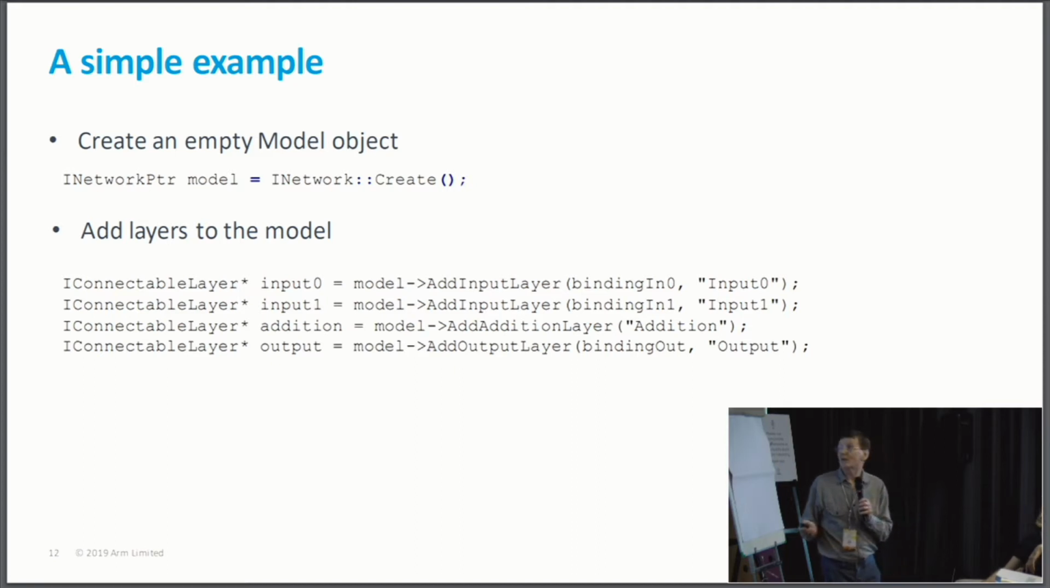First thing you have to do is to create your network object. And then you have to add your layers to it. And there are 4 layers here. There's the first input layer, the second input layer, the addition layer, and the output layer. Input and output layers have a binding ID associated with them, and all the layers have a name. This addition layer has just got a name. It doesn't have a descriptor or anything. It's just a very simple one.